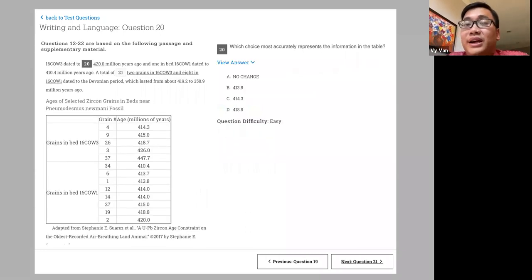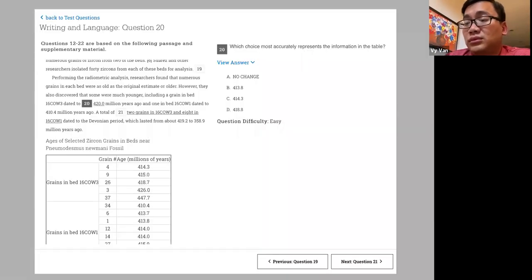Number 20. Okay, so this one is just reading data. This is like a math question right here. Make sure that you read the data correctly. So what does it say?